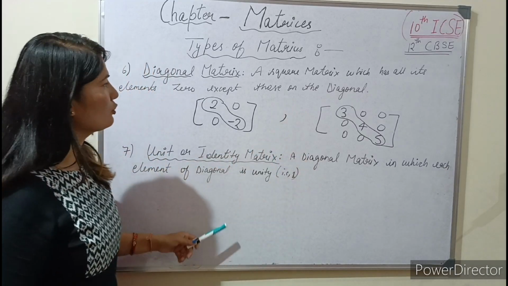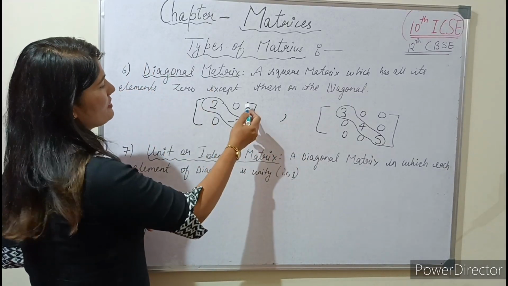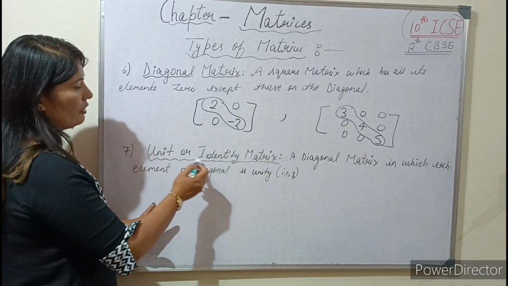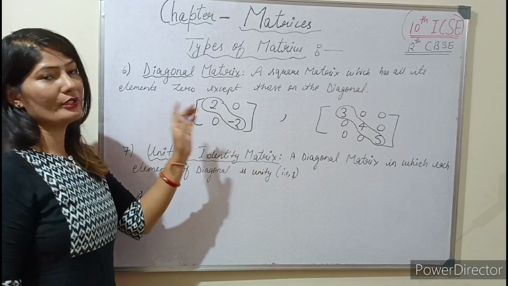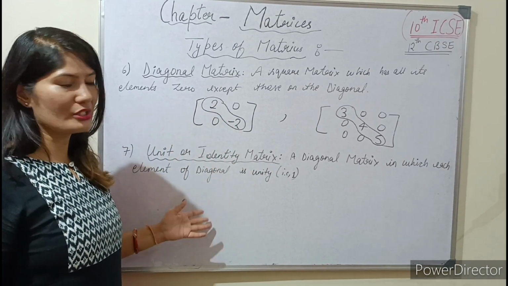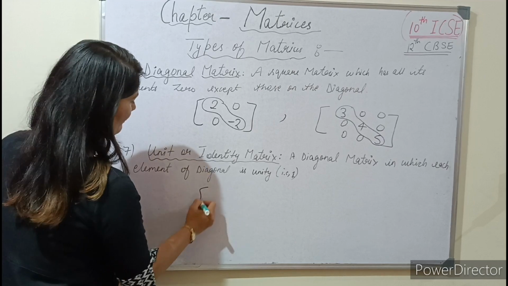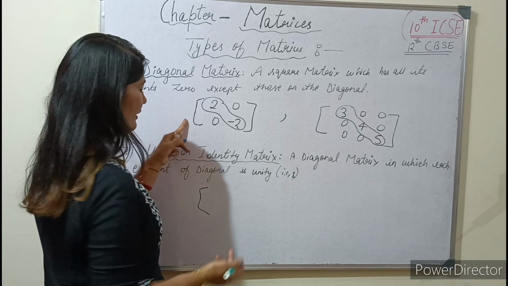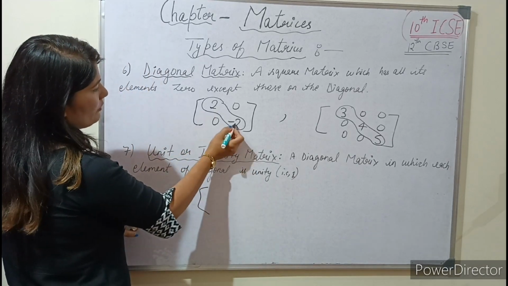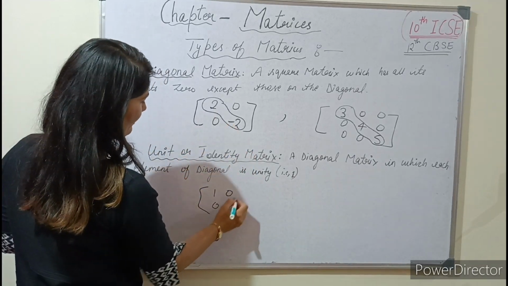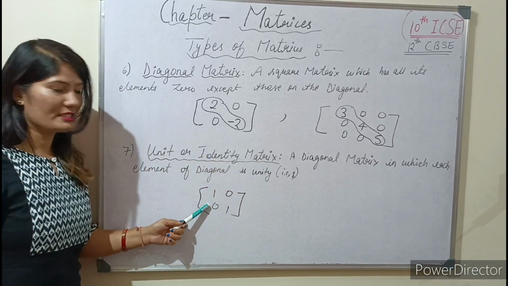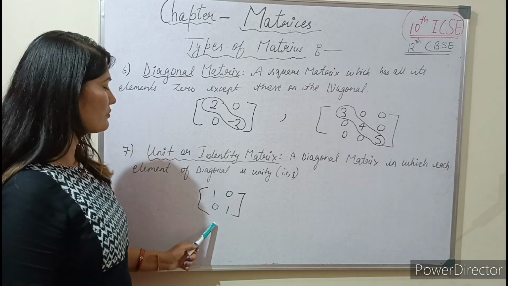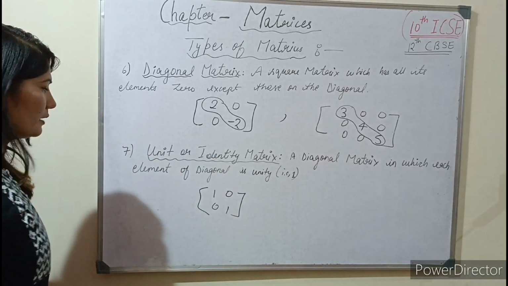Just now I told you diagonal matrix means the rest of the elements other than the diagonal will be 0, right? But in a unit or identity matrix, the diagonal will be only 1 and the rest of the elements will be 0. That's all. For example, if I take the same example, because this is also a diagonal matrix, now in place of this 2 and minus 2, I will write 1. You can see here these diagonal elements are now 1 and the rest are 0. So we can say that this matrix is an identity matrix.